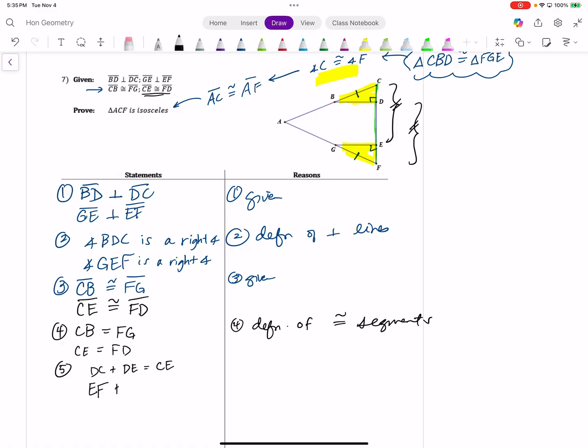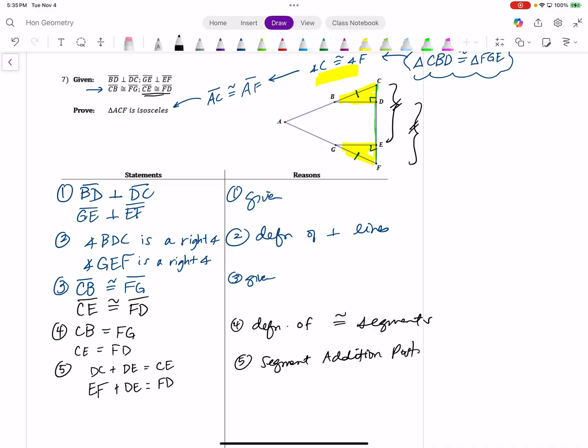DC plus, do I have a DE anywhere? No, I think I'm okay there. CE, I got CE on step 3, it was called CE. EF, so EF plus ED. Do I have ED anywhere? In step 5, in the same step I'm in, I called it DE, so let's call it DE. And that's going to be the same as D to F, which, have I called that anything? Yep, here in step 3, it's called FD, so let's call it FD. So that's a segment addition postulate.